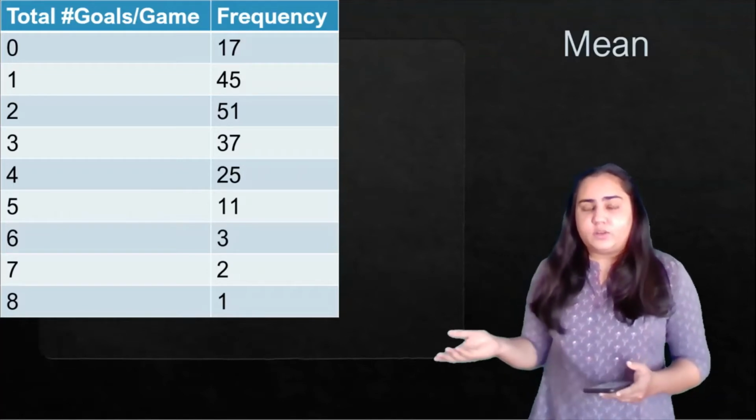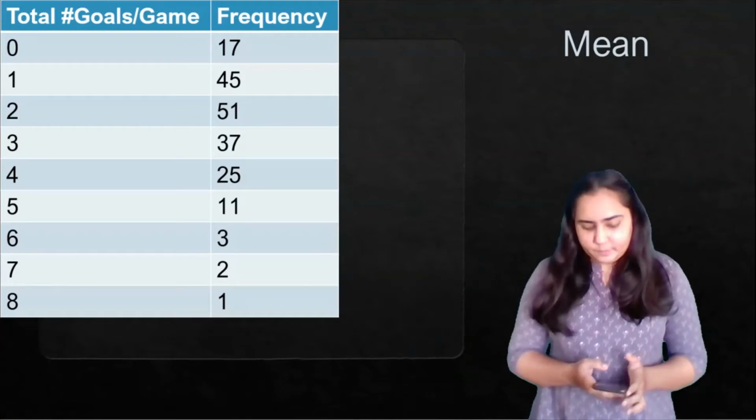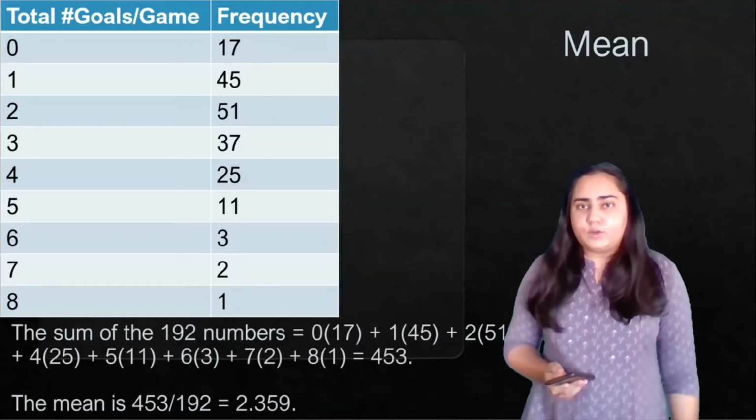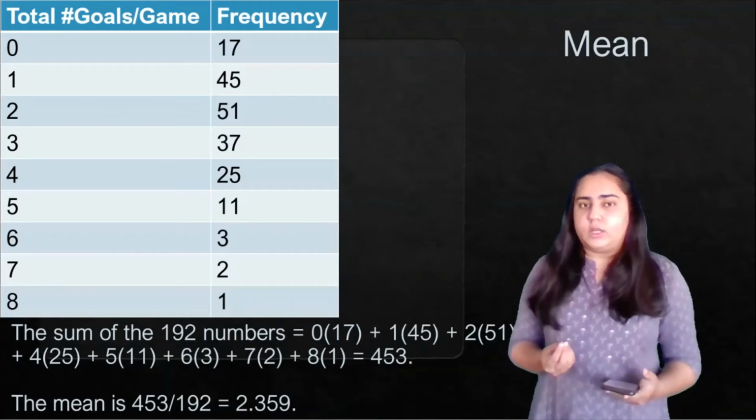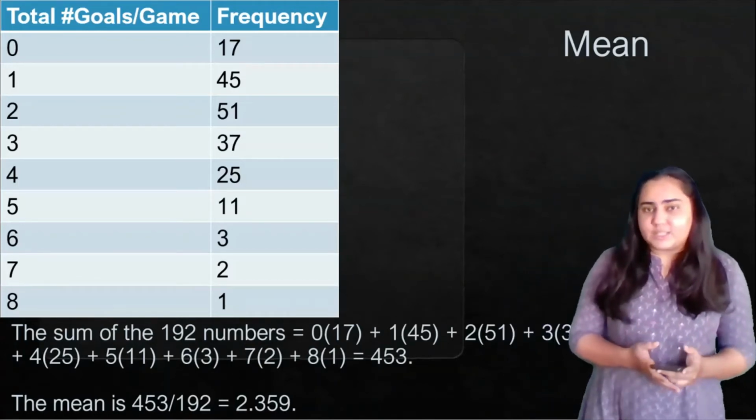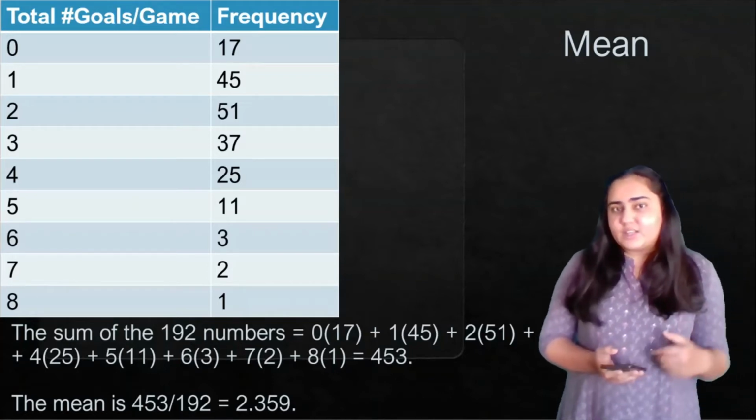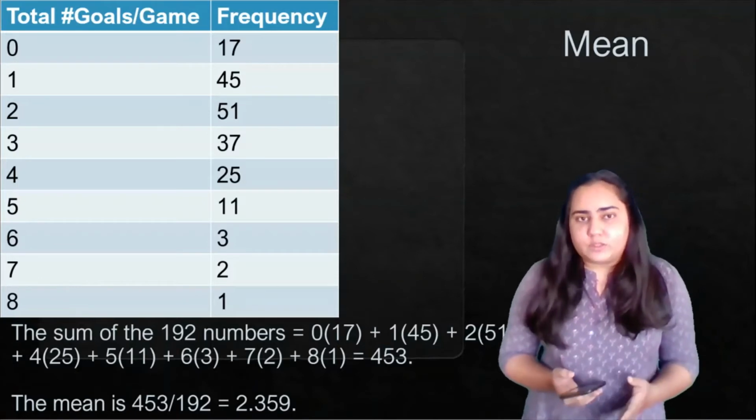and there were 51 where number of goals was 2. So like that, this is the table. And here to find mean, we have to apply a slightly different thing where we take a weighted average, not just an average, but a weighted average.